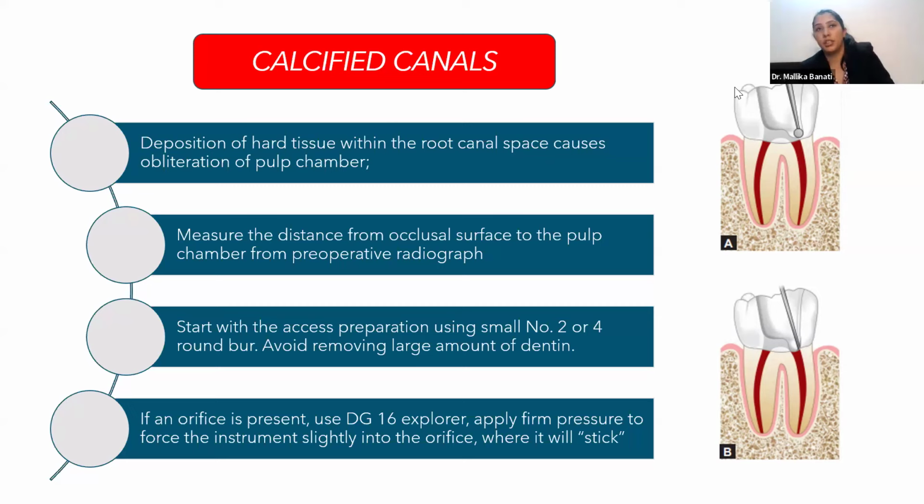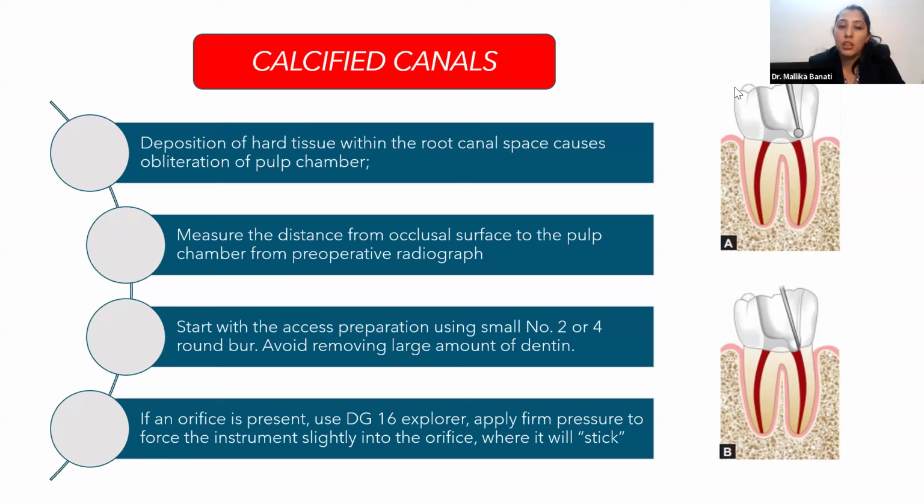I have seen a lot of dentists not using water while using their air rotors for access cavity, because they think, okay, we don't have to preserve the pulp since we're doing a root canal. That's not the case. You get dentine chips stuck into the orifice shells, and locating a canal will be very tough in a canal calcification case. Start with the access preparation using a small burr, like I told you. Avoid removing a large amount of dentin. We have to maintain the pericervical dentin as well. If an orifice is present, start with the DG16 Explorer.